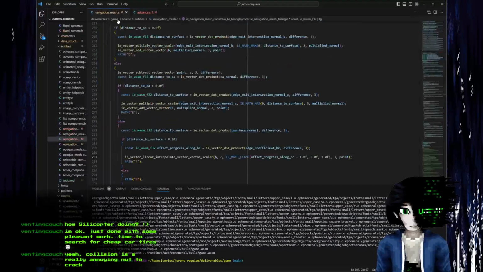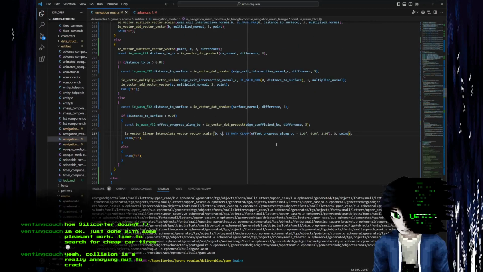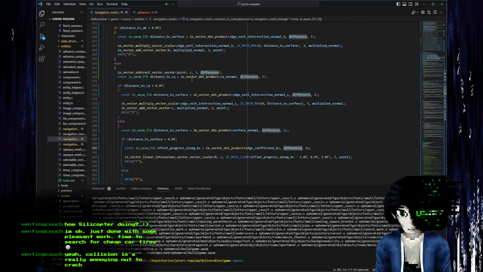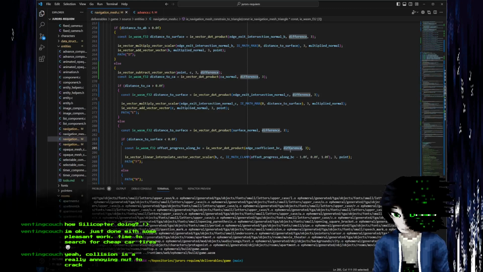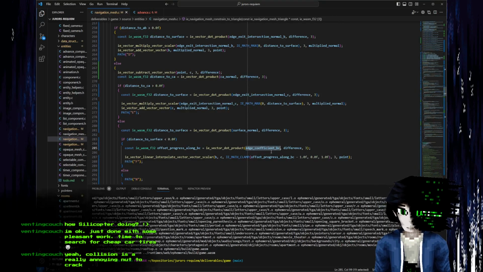So that's edge BC, which is just the code we were just looking at. The difference is the difference between the point we're currently working with and vertex C. We have the edge coefficient along BC. Now, it's also possible the code we have generating this is wrong. It's unlikely though.